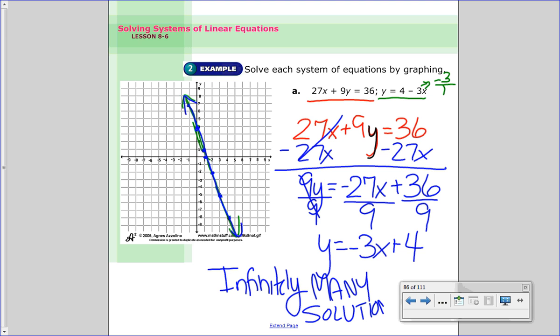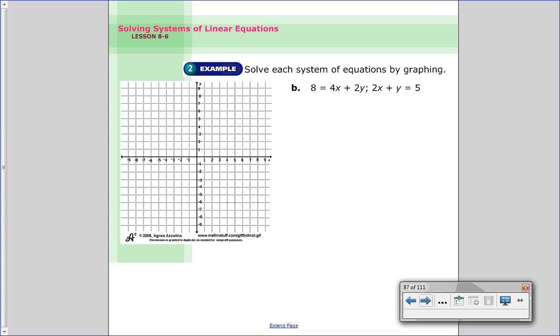Okay, and then let's do another one. Now on this one, we have 8 is equal to 4 times x plus 2 times y, and then we have 2x plus y equals 5. So on this one, we have to do work on both. So 8 equals 4x plus 2y to solve, and then let's go from there. And how do you solve them? Again, it's always about getting y by itself. So I have to get rid of that 4x.